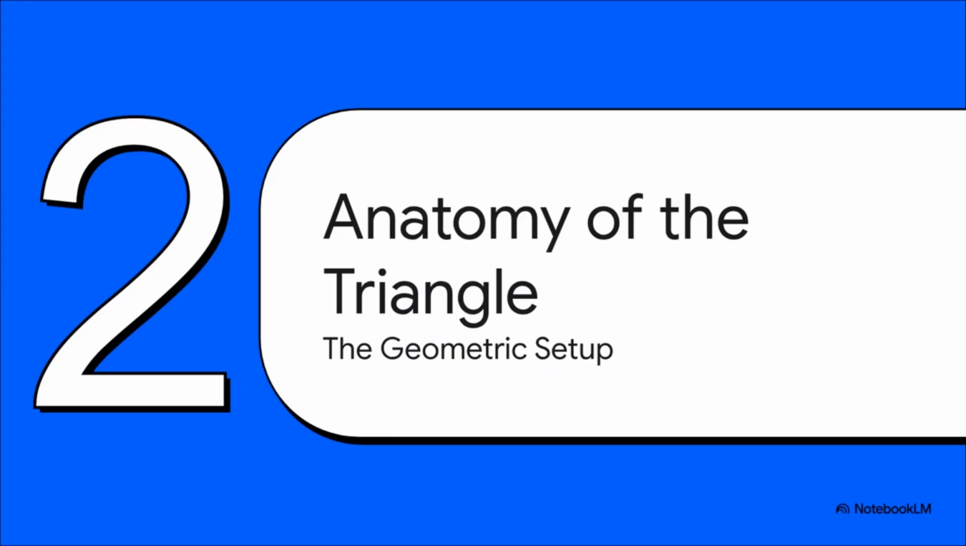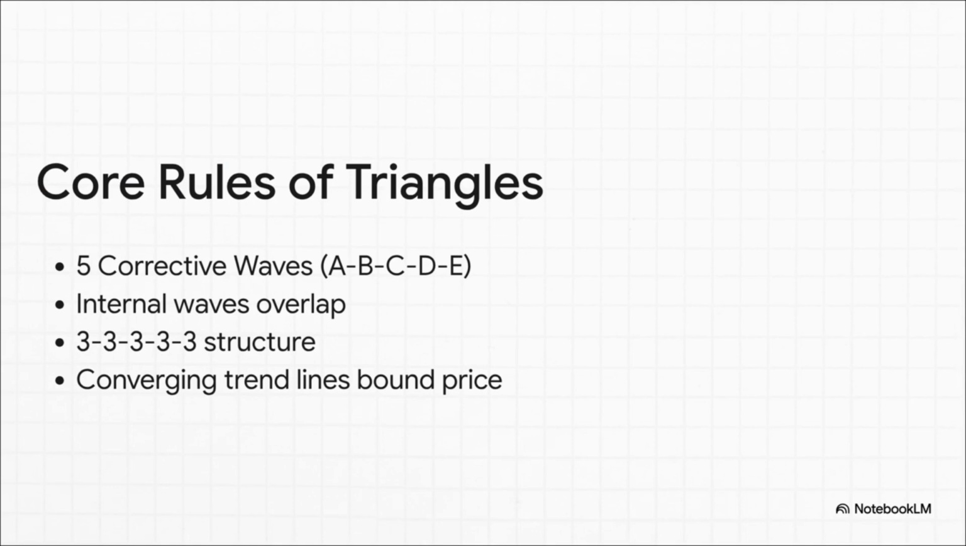Moving right along to part 2, anatomy of the triangle. So how do we actually spot this compression? Elliott wave theory is deeply mathematical, and we've got some core rules we have to respect. A true triangle correction must consist of exactly 5 corrective waves, labeled A, B, C, D, E. And these aren't your typical impulse waves. These internal waves absolutely must overlap each other.